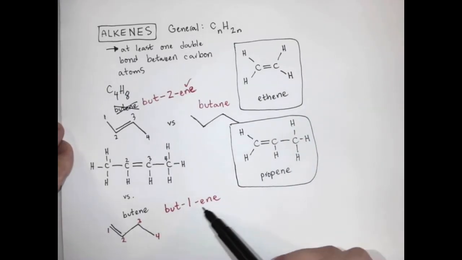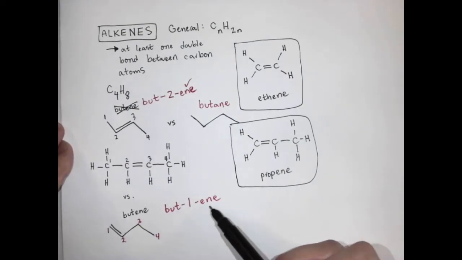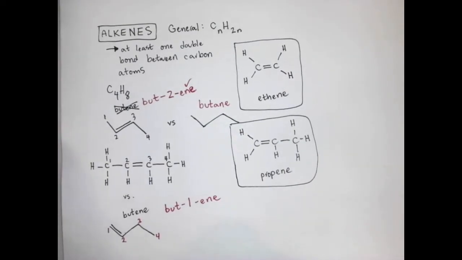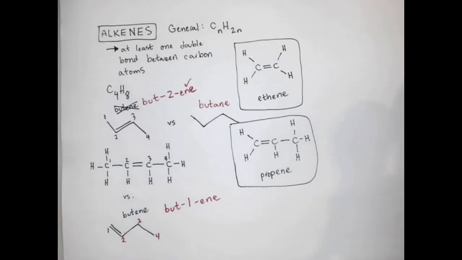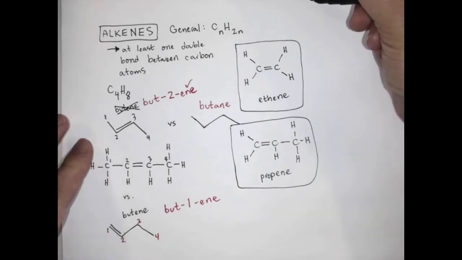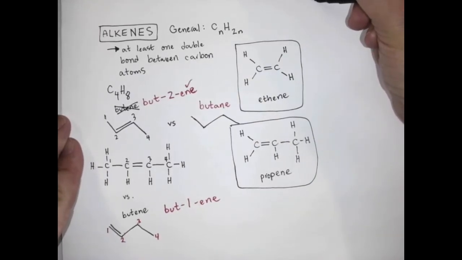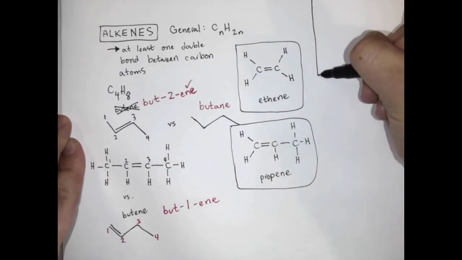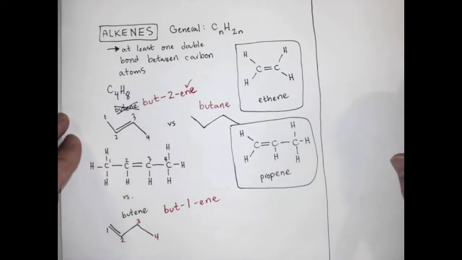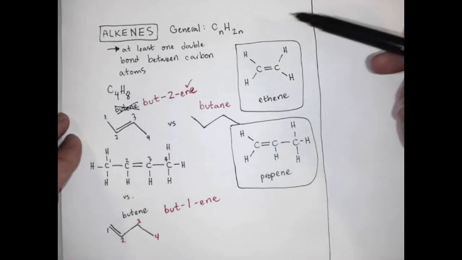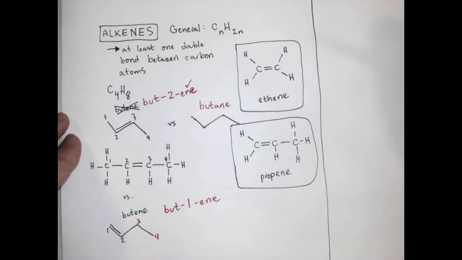But I do need to pay attention to where the double bond is once I get 4 or more carbons in my alkene. All right, so that's naming alkenes, or at least modeling them. We won't get into naming them with branches or anything until the next video, but that's basically how you name the alkenes. They have a general formula of CnH2n.